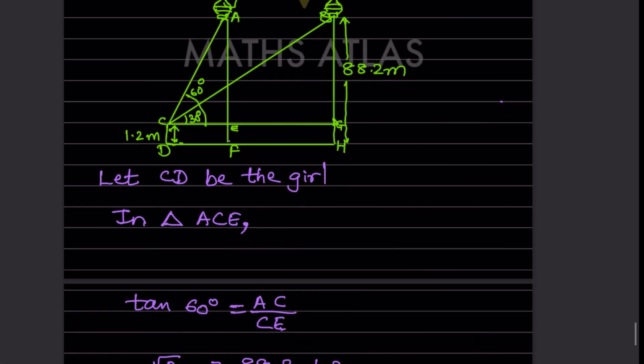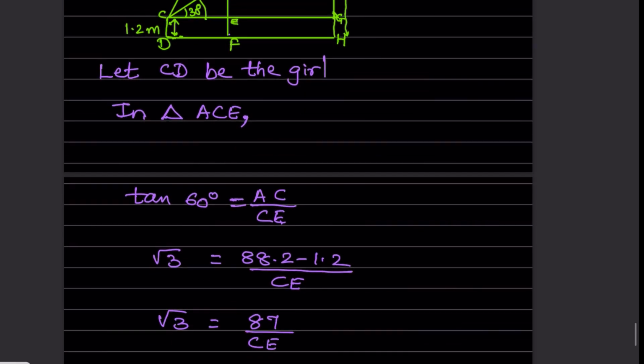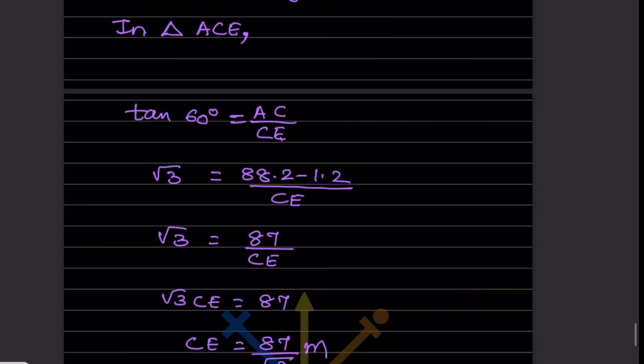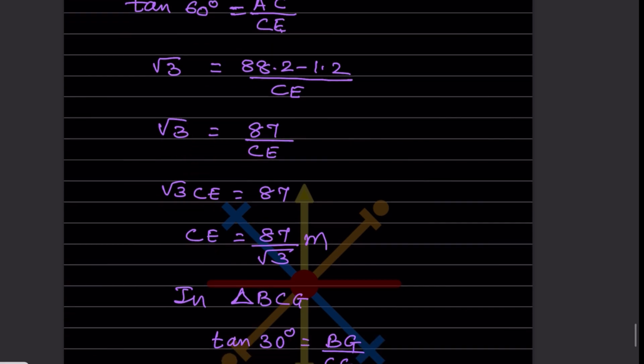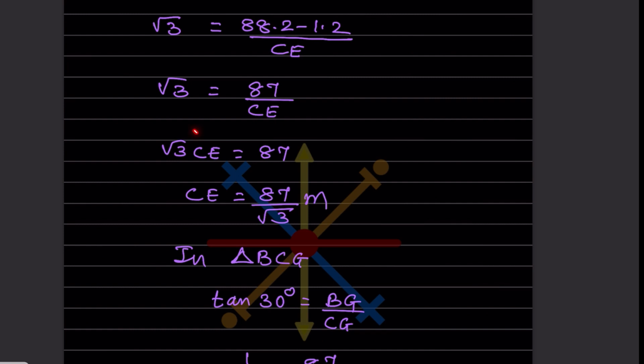And what is AC? See here, this whole thing from here to here is 88.2, and from that one this point is 1.2. So what will be the AC? You are going to subtract this 1.2 from this 88.2. So AC is going to be 88.2 minus 1.2, and then we don't know what CE is. So root 3 equals, when you subtract this you get 87 over CE. Now when we multiply, that will be root 3 CE equals 87. So CE is going to be 87 divided by root 3. Let us keep this as it is first.